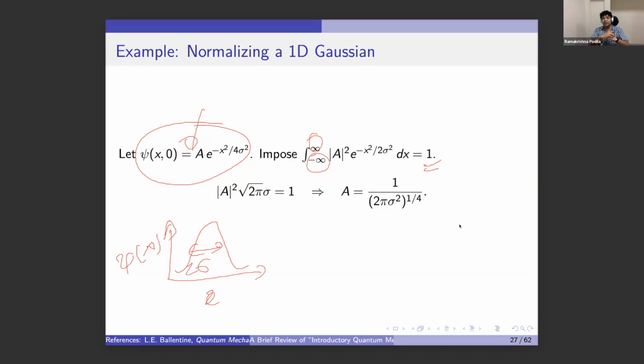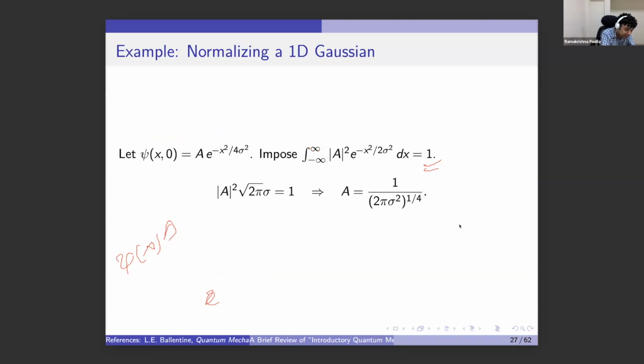So when we say that we are normalizing the Gaussian, what we are doing is ensuring that when we square this wave function, the probability is going to fall between 0 and 1, right? Otherwise, it would not be physically meaningful. So that is what this normalization procedure is used for.